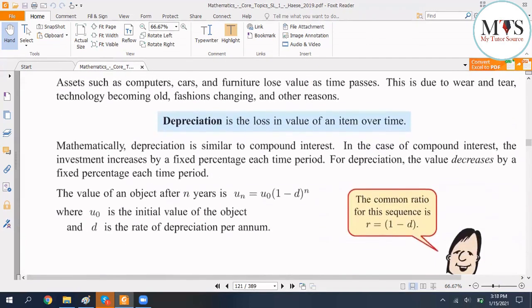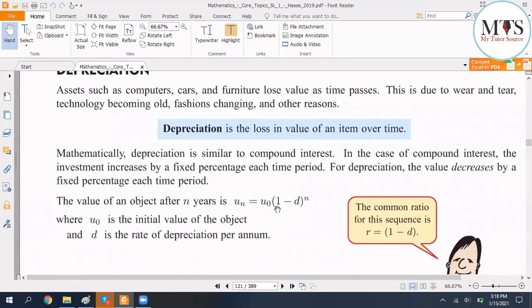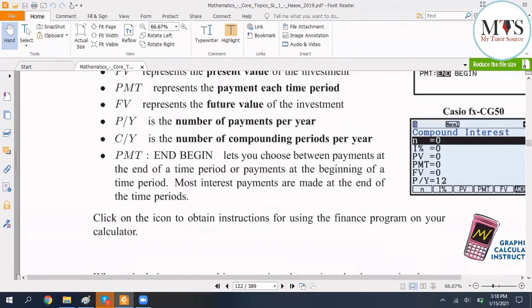Depreciation is basically loss in value of an item. The formula once again is the same, but instead of adding, now you're subtracting the rate of depreciation. Literally the same thing, but you're just subtracting. That's it.